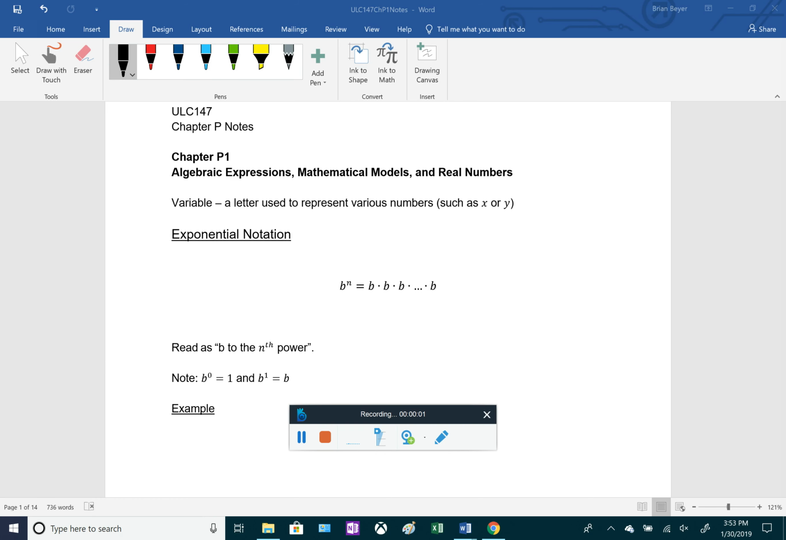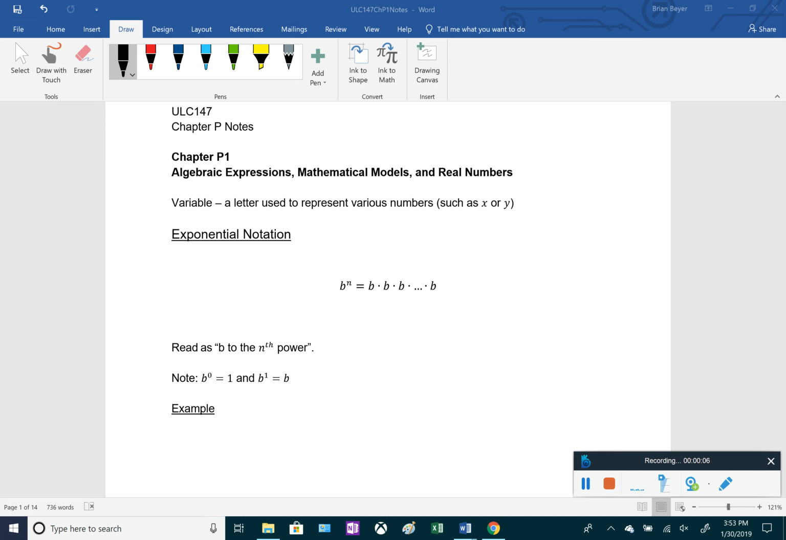Chapter P1, we're going to be going over algebraic expressions, mathematical models, and the set of real numbers. So before we get into exponential notation, just the definition of a variable here up top. A variable is just a letter used to represent various numbers, and typically we use x or y. It doesn't have to be x or y. We can use just about anything.